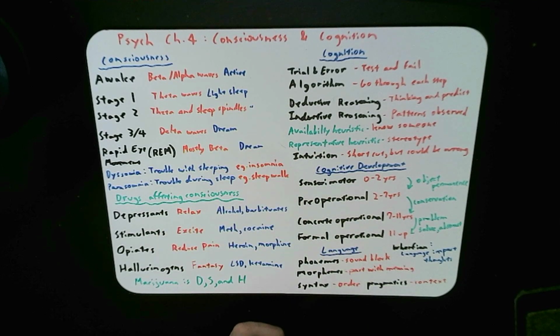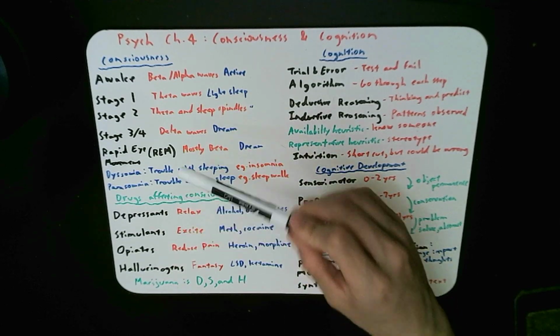Parasomnia is trouble during sleeping. So when you're asleep, you do odd behaviors such as sleepwalking, maybe sleep talking, and so forth. And maybe you could have night terrors or super bad dreams, and you wake up in a cold sweat.